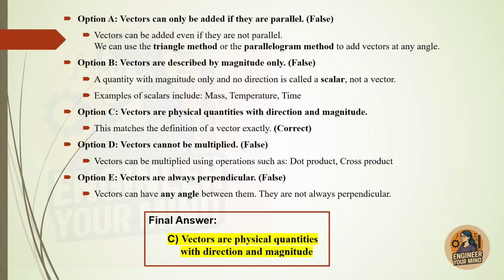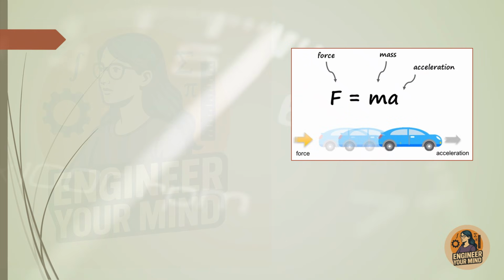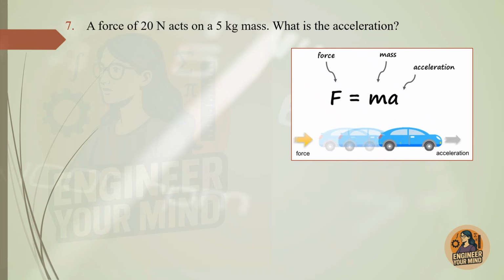Final answer. The correct statement is option C. Vectors are physical quantities that have both magnitude and direction. Quick exam tip. If the question asks for the definition of a vector, always remember, magnitude plus direction equals vector. Magnitude only equals scalar.